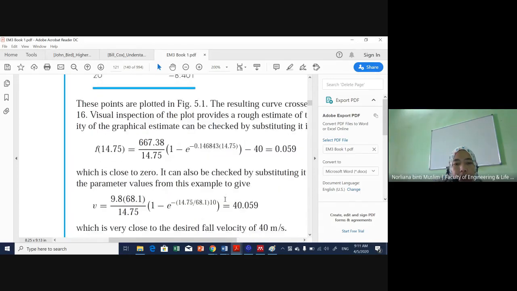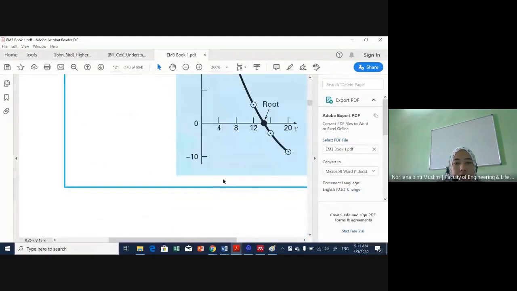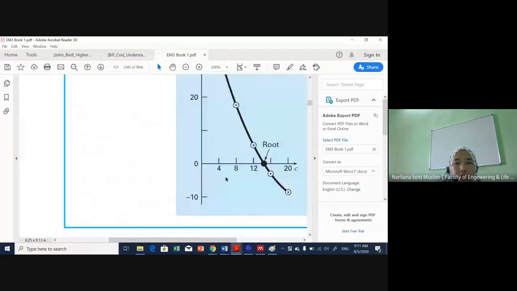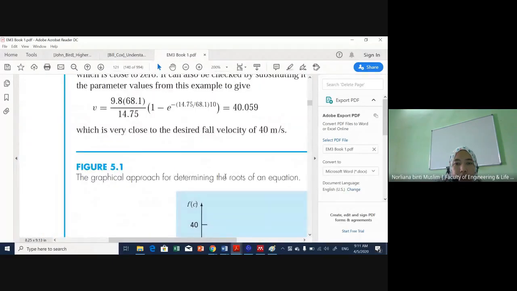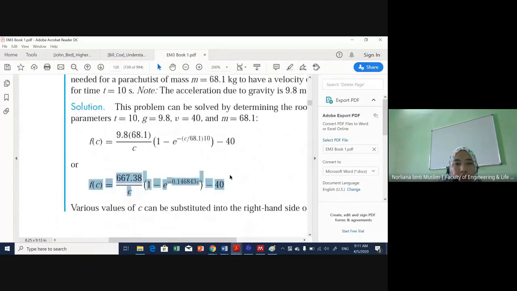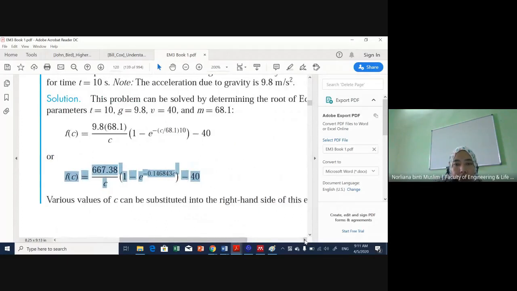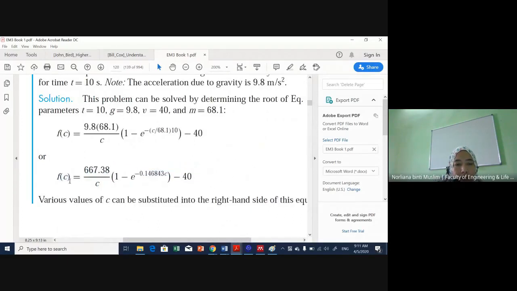The true value is given as 14.7802. True value 14.78. I will check later on. 14.7802 is given in this situation. But this one we have to show the value based on the graph.